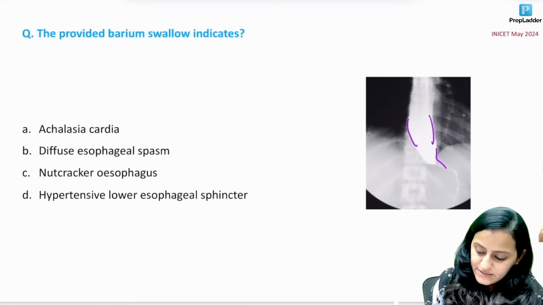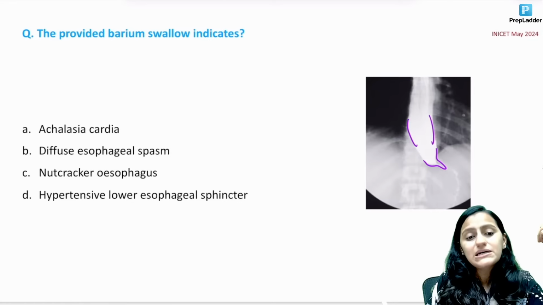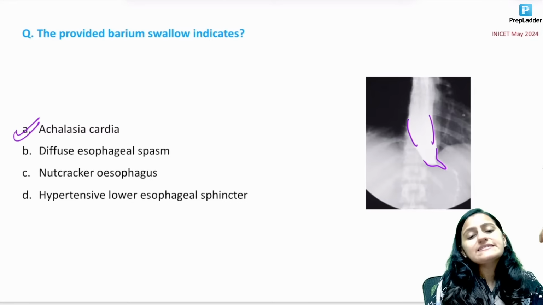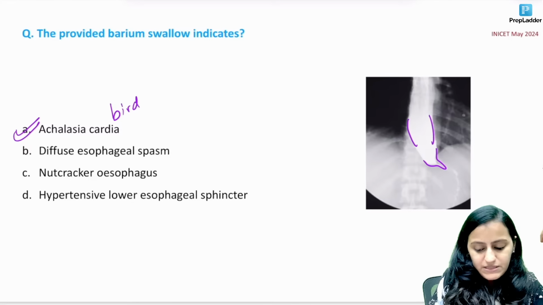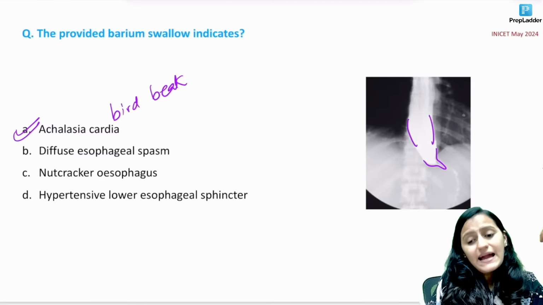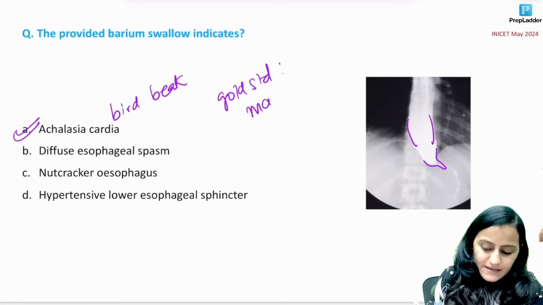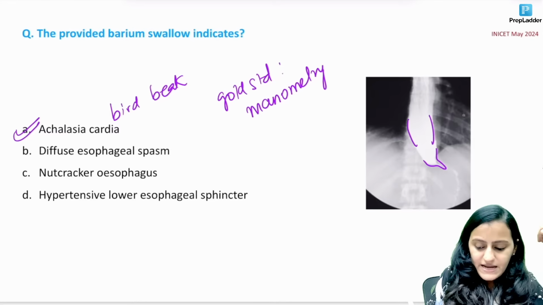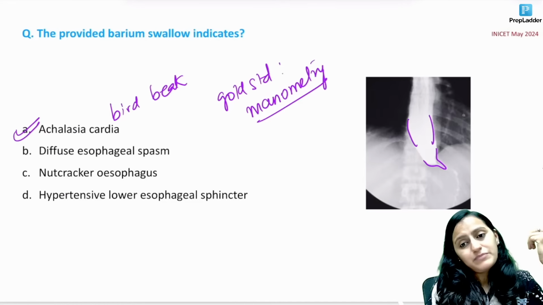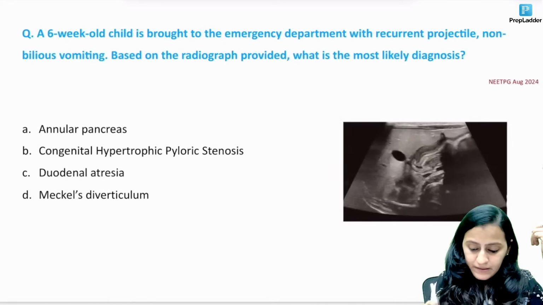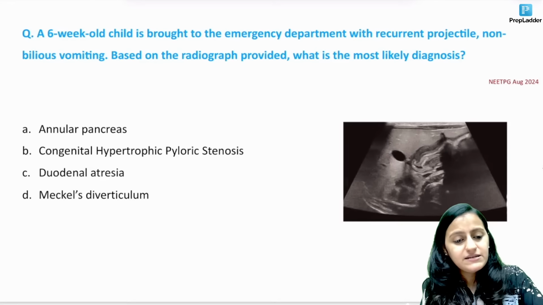Dilated esophagus with this narrow LES, the bird beak appearance, achalasia cardia, giving this bird beak appearance. In achalasia, what is the gold standard investigation? It is manometry. What is a gold standard investigation? Is manometry. Right? Next one. What are you seeing here in this image?